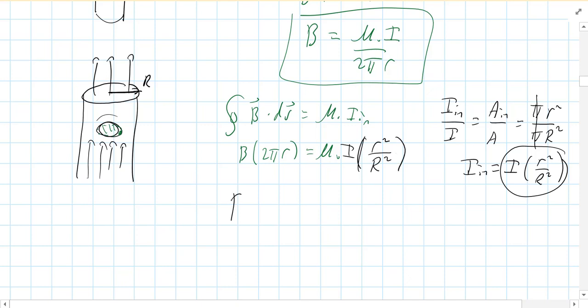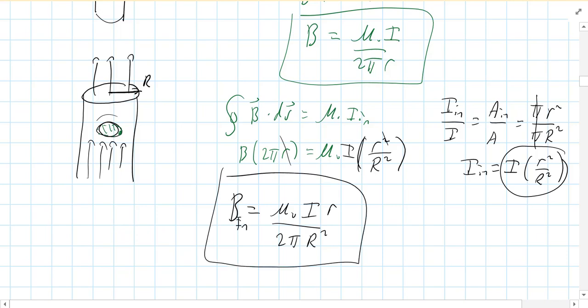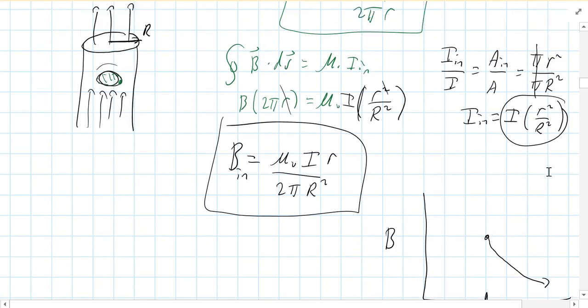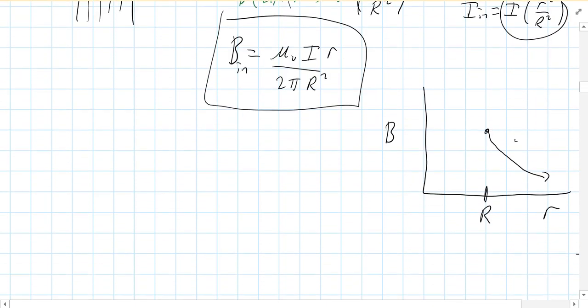Then you can solve. B equals, one of these little r's drops out, and you get mu naught I r over 2 pi big R squared. That's the magnetic field if you are digging into the wire. If you were to graph B versus radius, the radius of the wire itself is a point of interest. When you're outside the wire, it's an inverse function, that's our first equation, mu naught I over 2 pi little r. When you're inside, it's a linear function. So it looks like that, and you get this equation here.